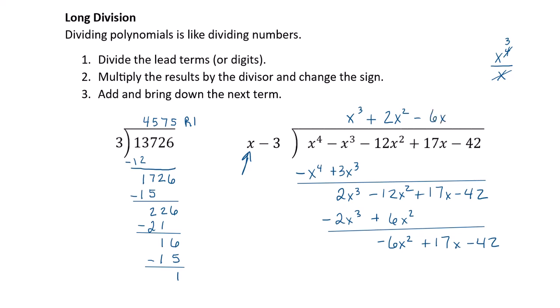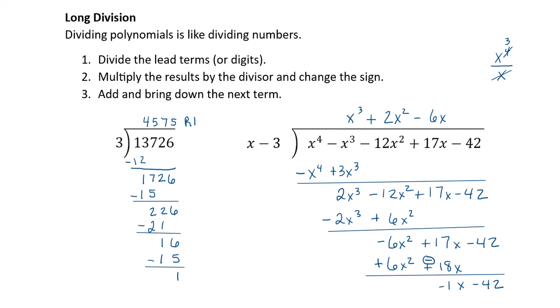Then I multiply down. Negative 6x times x minus 3 gives me a negative 6x squared and a positive 18x. We'll draw our line, change our signs, and add down. My x squareds cancel, and I have a negative 1x minus 42.